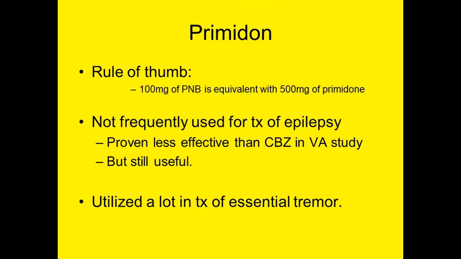Because it is proven less effective than carbamazepine in the VA study, it is not frequently used for treatment of epilepsy, but it's still useful. Utilization of primidone for essential tremor is also seen a lot.